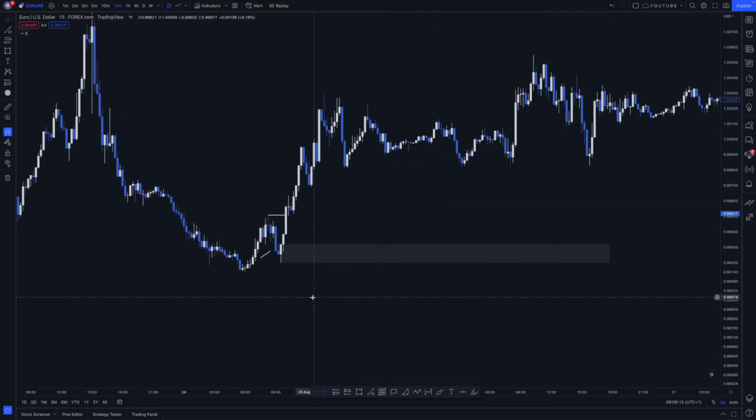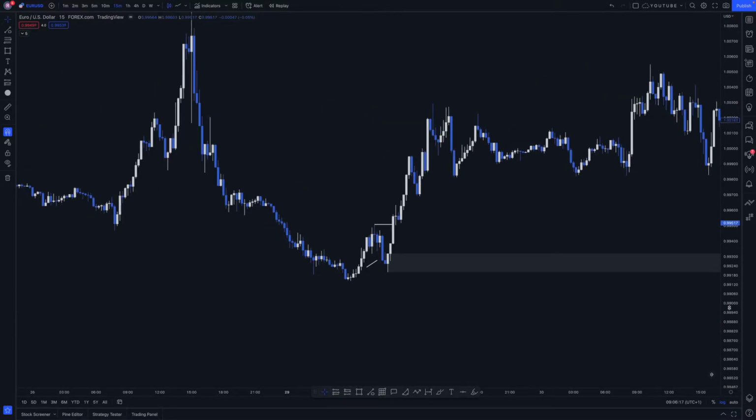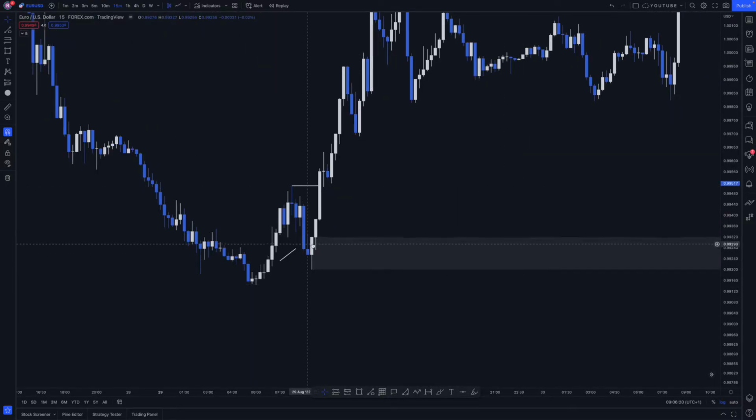What an engulfed buy to sell or sell to buy is: in this example right here, as you can see, we've got this candle right here, and then the next candle closes above this candle. That's all it means when I say an engulfed buy to sell or sell to buy.